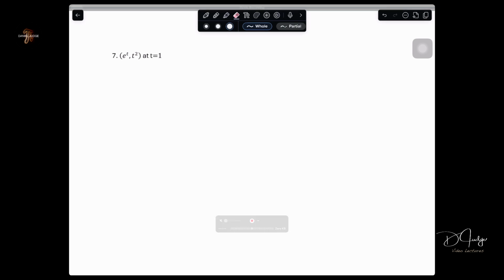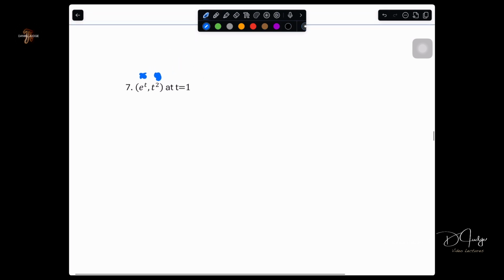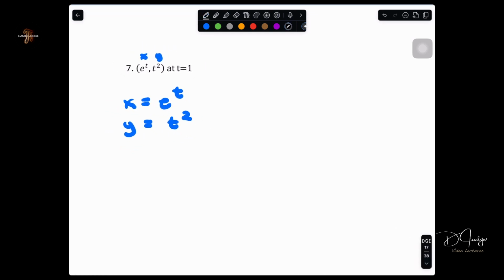All right, we're going to work on example 7. So we have a parametric equation. We have the x variable and the y variable here. x is e to the t, y is t squared. So we need the derivative evaluated at the parameter t is 1.